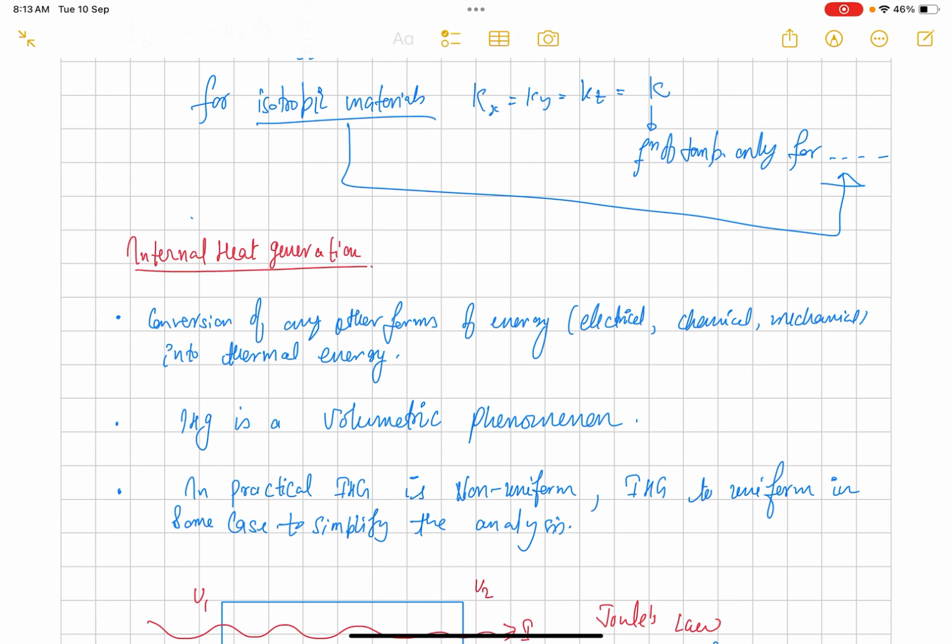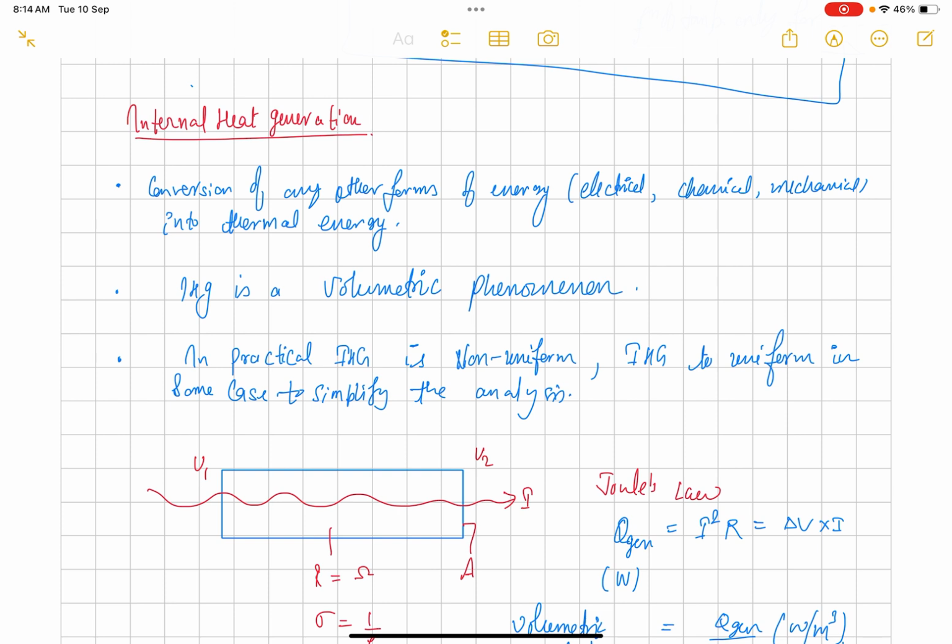In practical cases, this internal heat generation is dependent upon the position where we are interested. So in practical cases, internal heat generation is a non-uniform phenomenon and it is volumetric. But to simplify the subject, we are assuming that internal heat generation is uniform inside the body.